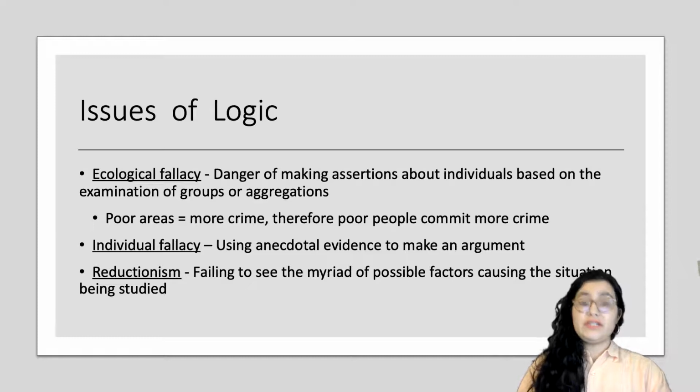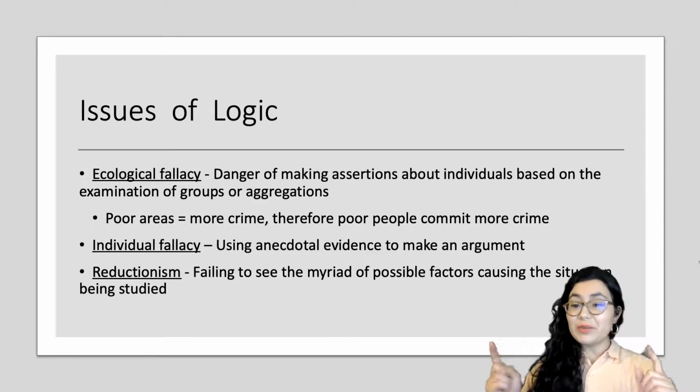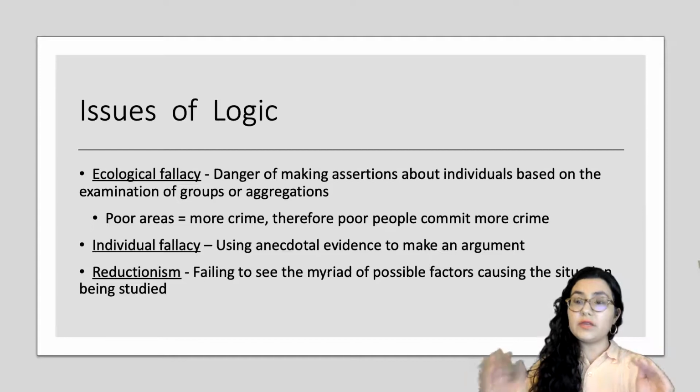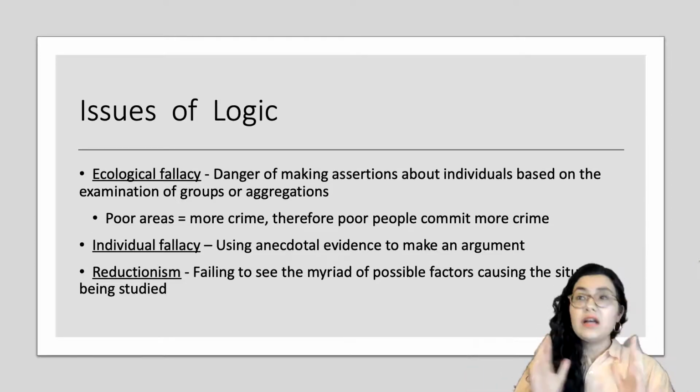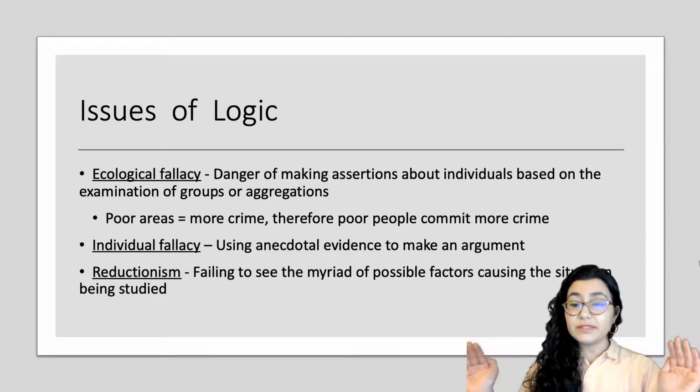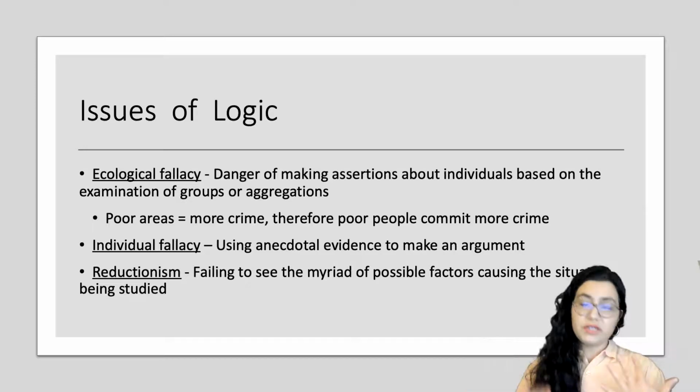And then there's reductionism, failing to see the myriad of possible factors causing the situation being studied. If we're designing our study where we know that there are other variables that might influence the dependent variable we're interested in, say crime, and we're just considering one aspect of what causes crime and not being completely exhaustive, and this is a word from the second week, in defining all the realms of possibility that could cause crime, then we're being reductionist.